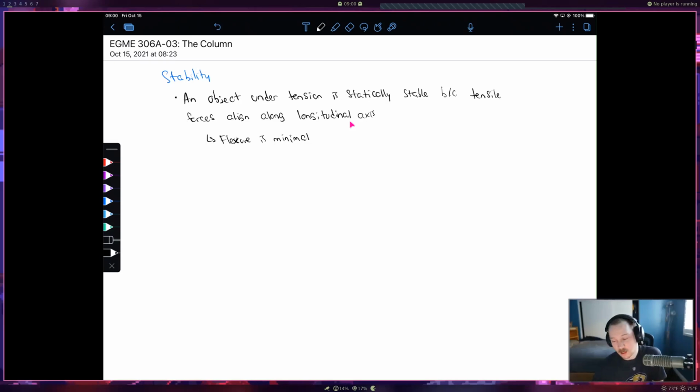But for compression, once we apply our compressive loads, those forces on the top and the bottom can tend to become misaligned. And when they become misaligned, that's when we have horizontal deflection that occurs. So those loads no longer are aligned along that longitudinal axis. They become misaligned, and then we have that deflection.